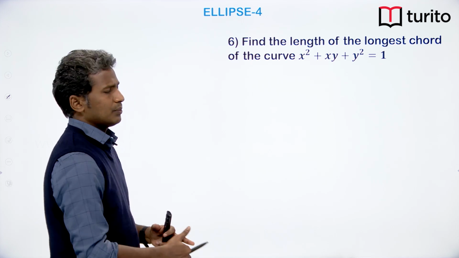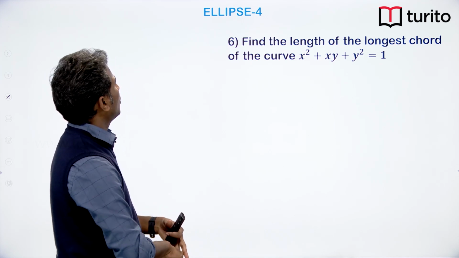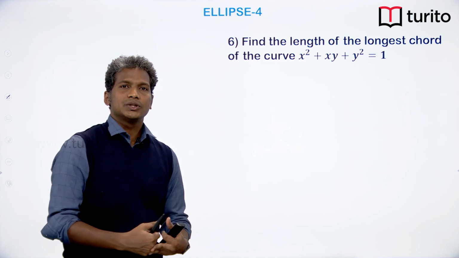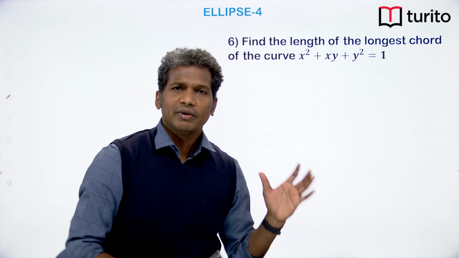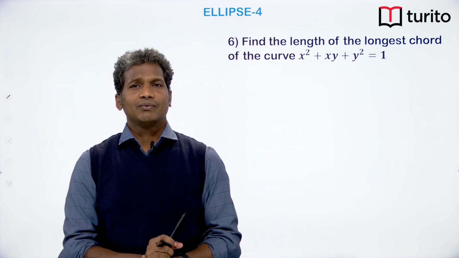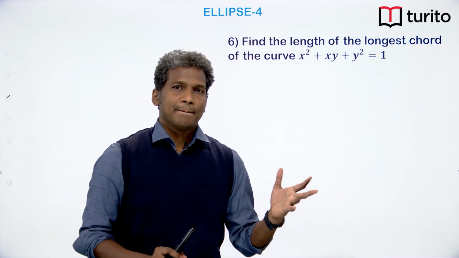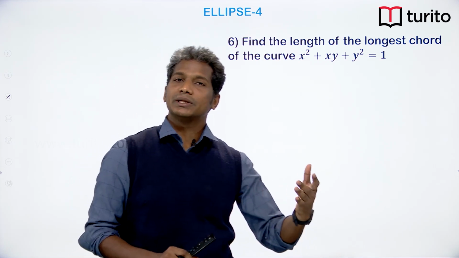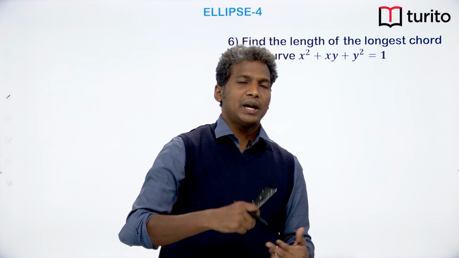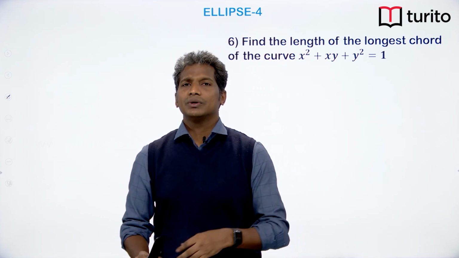So let us solve this problem. Find the length of the longest chord of the curve. So here the curve is given. Now because we are solving this in the chapter on ellipse, we know that it is going to be an ellipse, but we need to verify whether it is an ellipse or not if it comes in the exam, because blindly attacking it is going to confuse you.